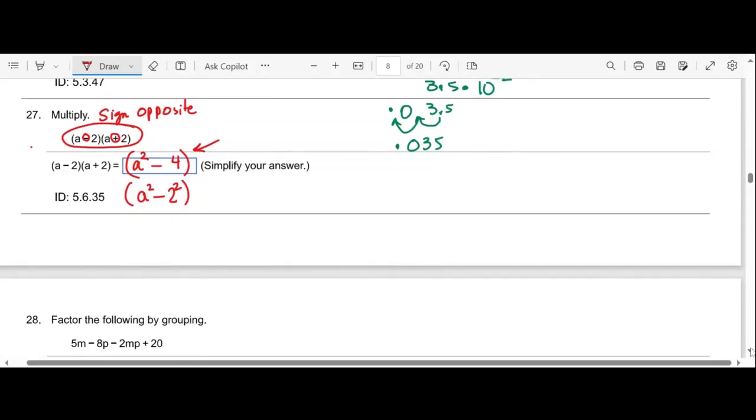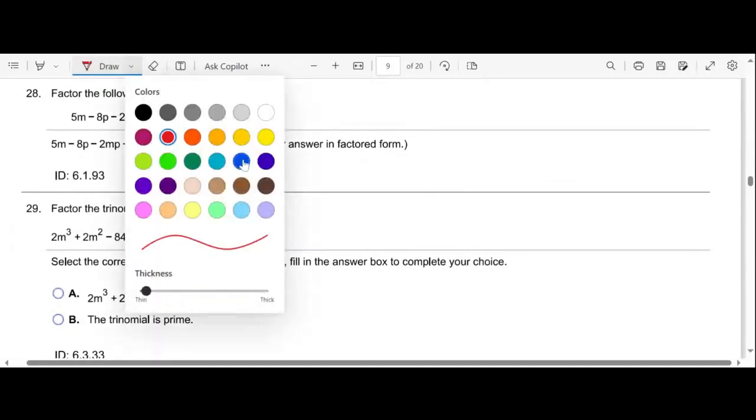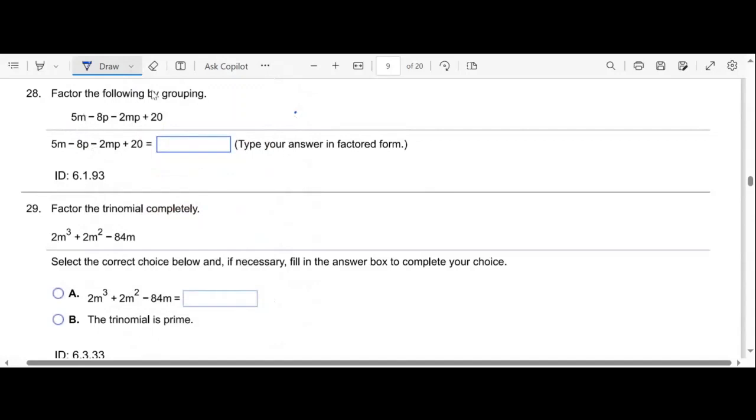Next question. Factor the following by grouping. Now, the grouping needs how many terms? 4 terms. So I have 5m minus 8b minus 2mb plus 20. Let's start taking the first two together, okay? And let's find out if they are working together. This one and this one, the last two. So we have 5m minus 8b. Definitely this will not work out. Why? Because they are different.